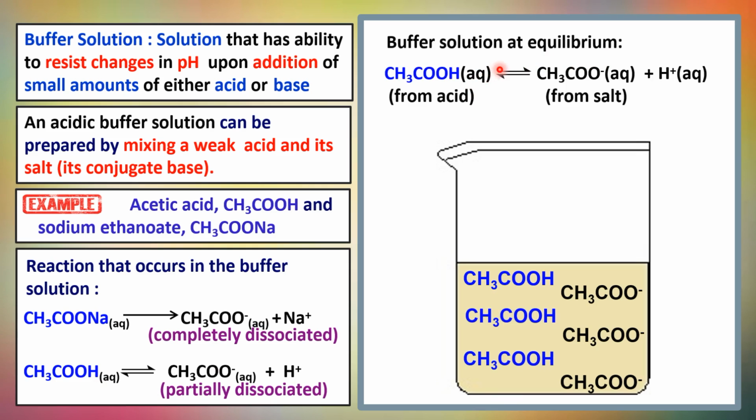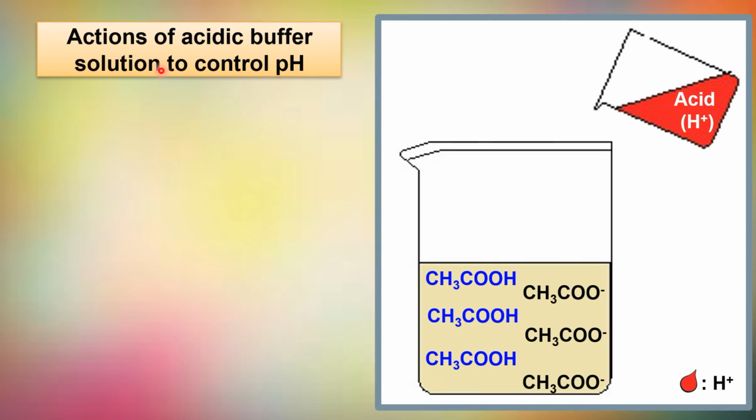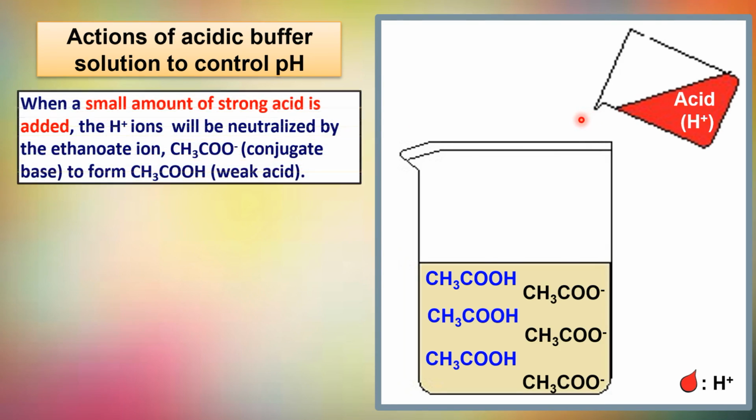Alright, buffer solution at equilibrium. In the buffer solution, we have the weak acid and also the salt in equilibrium. Next, action of an acidic buffer solution to control pH. This is how the acidic buffer controls its pH.